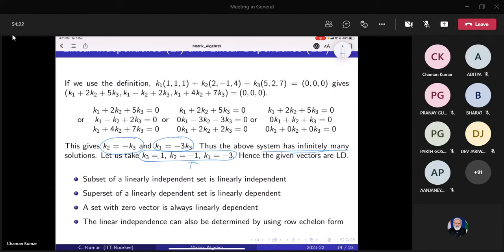Sir, what is the meaning of homogeneous set of equations? Homogeneous means the right-hand side is 0. If you have a system of equations, let us say Ax is equal to B, where A is a matrix and x is a vector, if B is equal to 0, then we say that this is homogeneous. Otherwise, it is non-homogeneous.